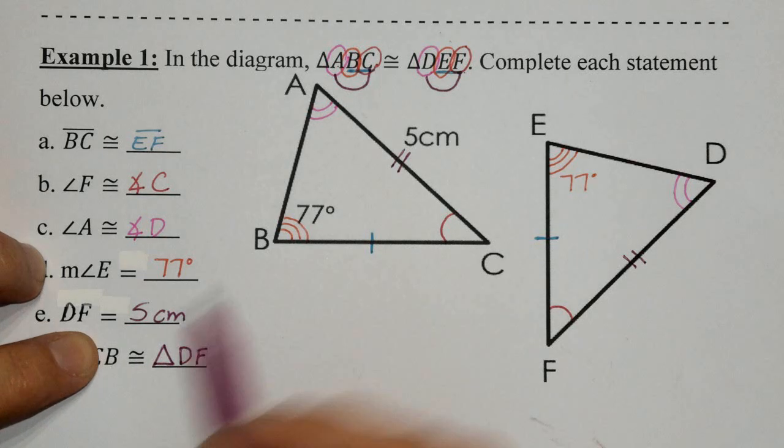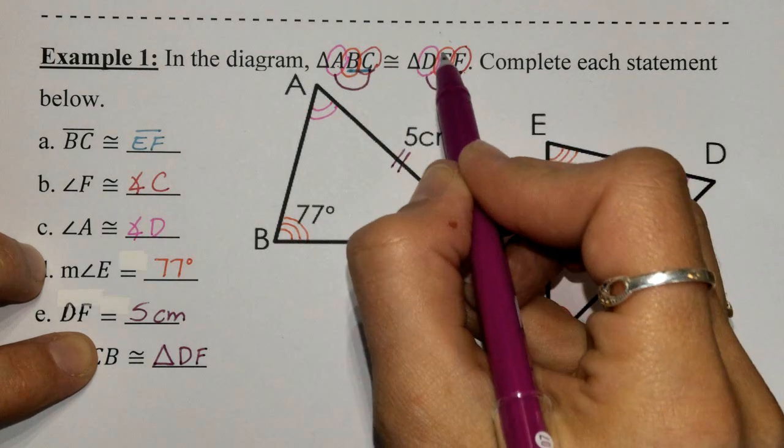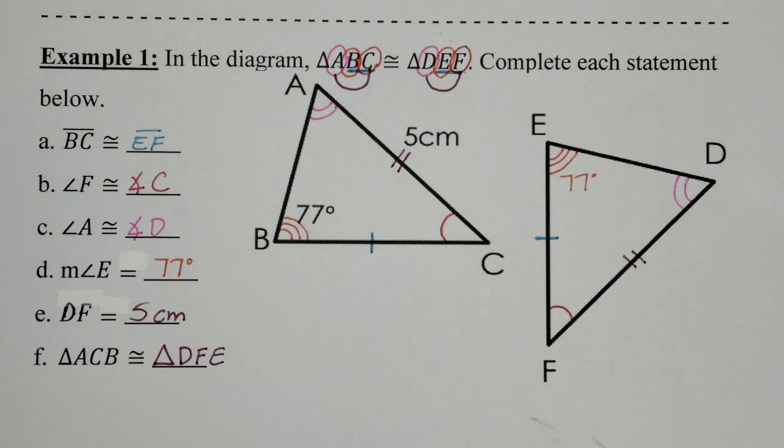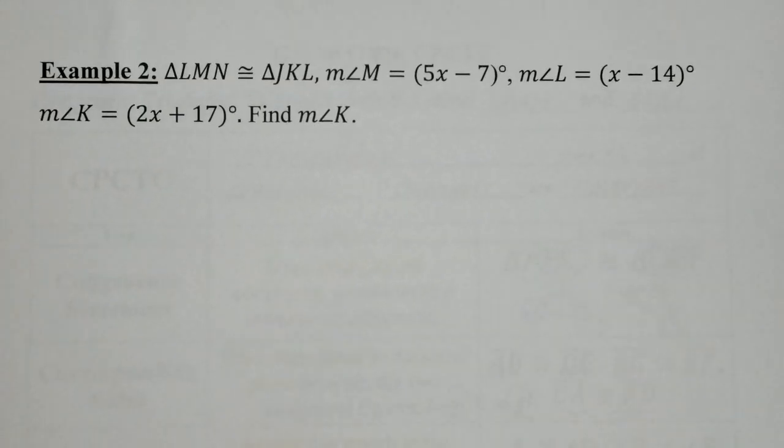And then B corresponds and matches with E. Okay, so that's how we're going to work those problems through and figure out where our corresponding parts are. On the next page, we're going to go ahead and solve some stuff. We have triangle LMN is congruent to triangle JKL.